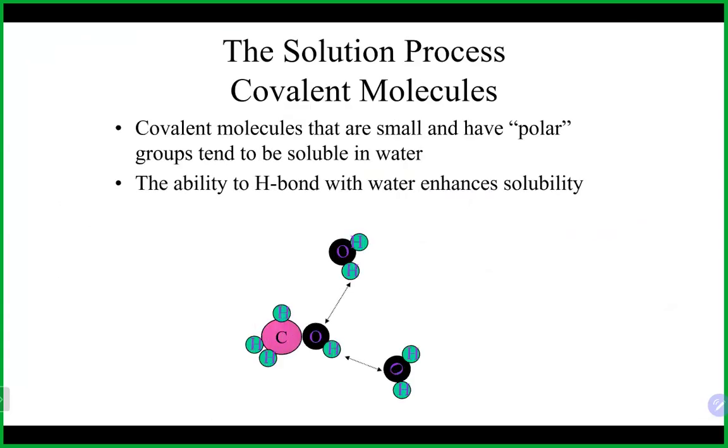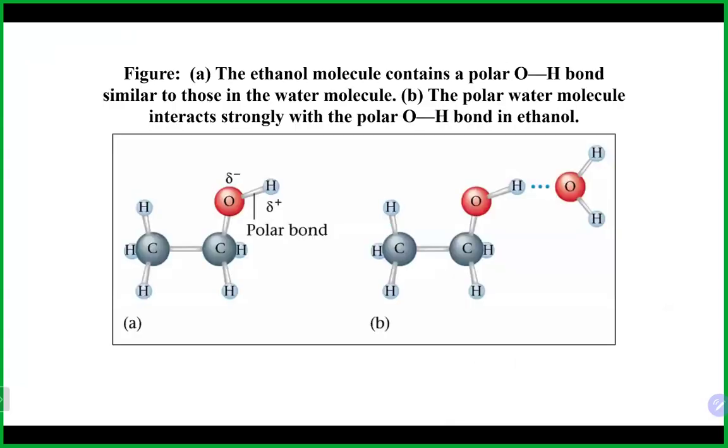So here's our methanol, which is an example. Again, it's got this OH group, negative here, positive here, hydrogen bonding between those two, going to make it really, really soluble. There's our ethanol as well.